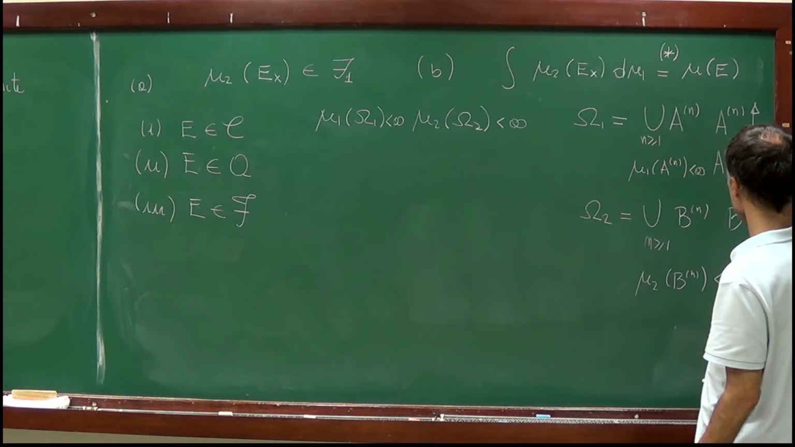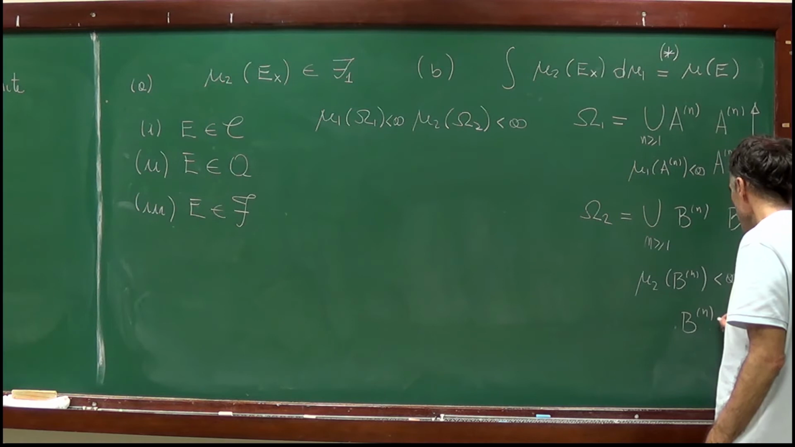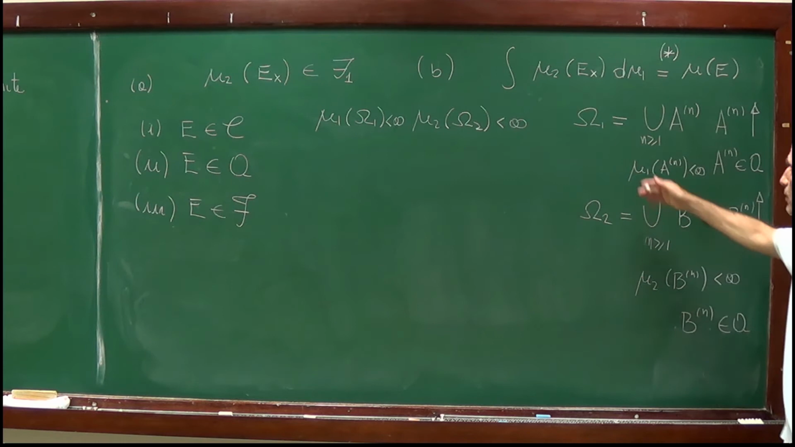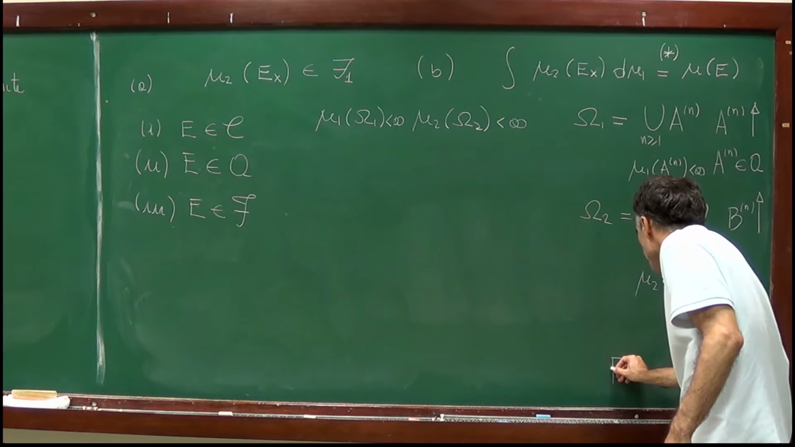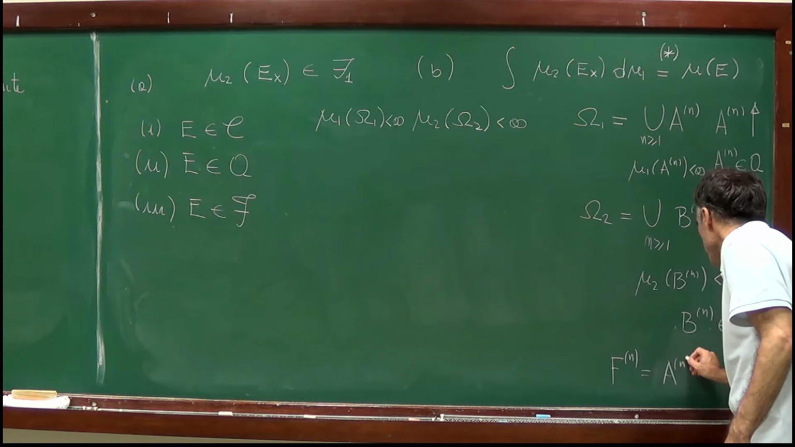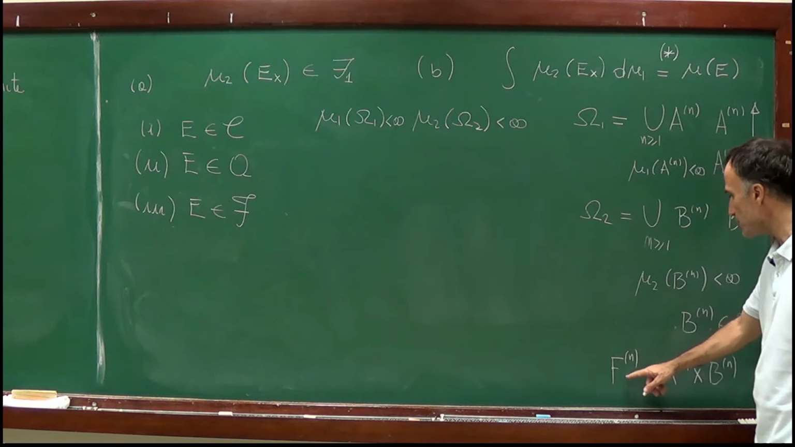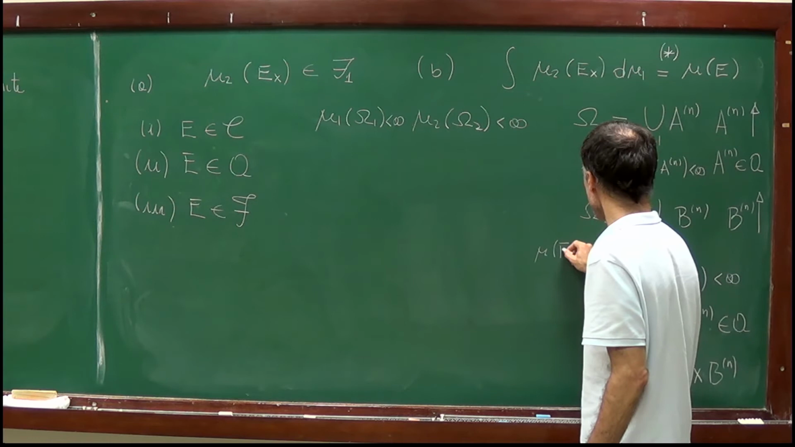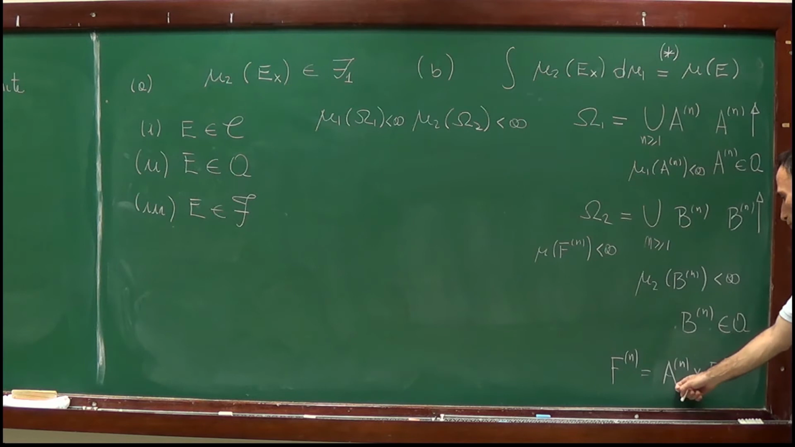And what else do I need? I need that Bn belongs to the algebra. Okay. So this is our assumption on omega 1 and omega 2. They are sigma finite. So I will take Fn as the set An times Bn. Of course, the measure mu of Fn, let me write that here, mu of Fn, is finite, because mu of Fn is the product of mu1 of An, mu2 of Bn, and both are finite.